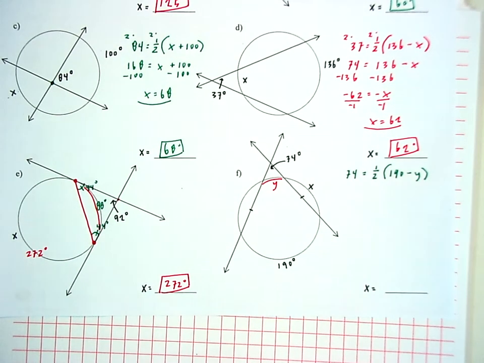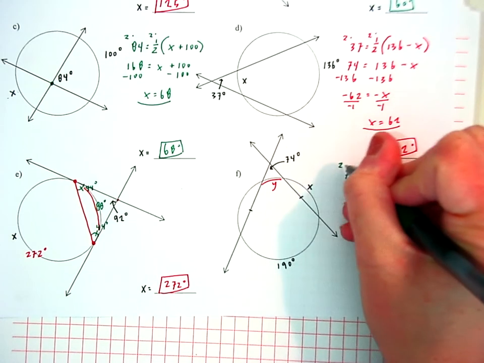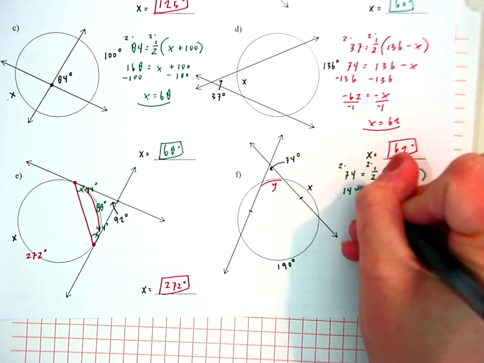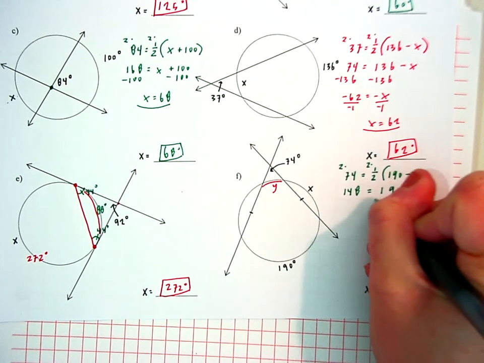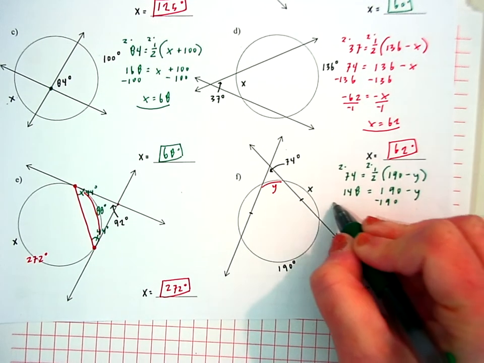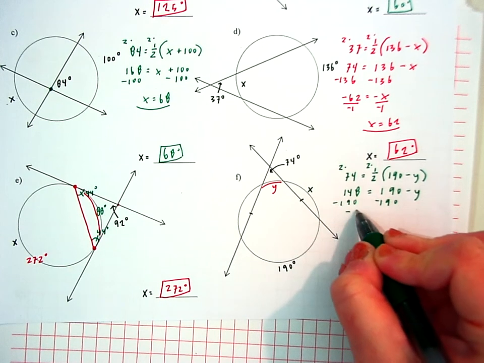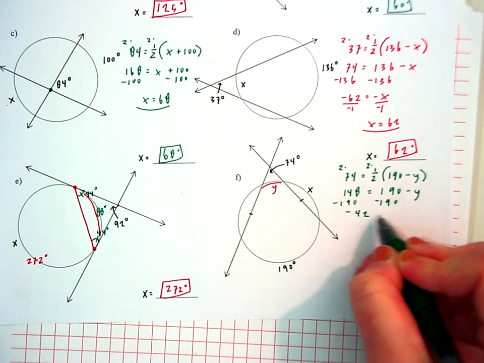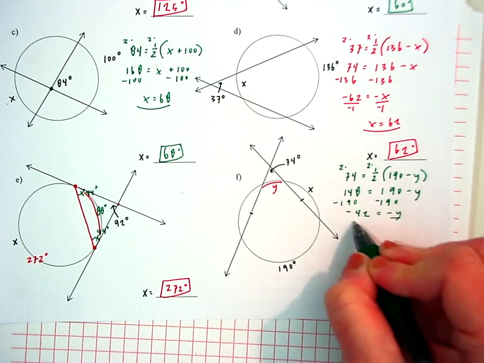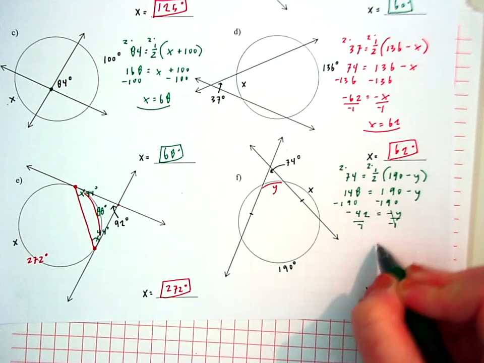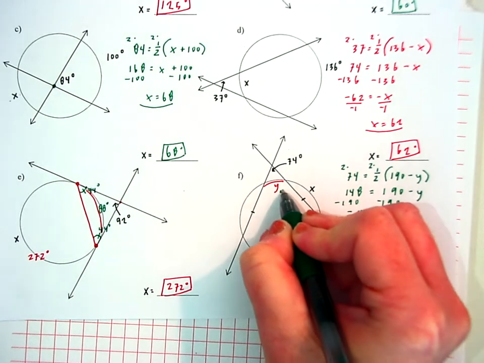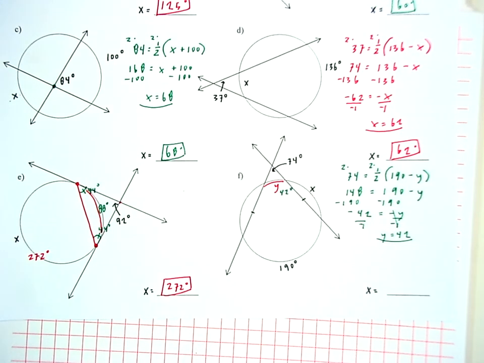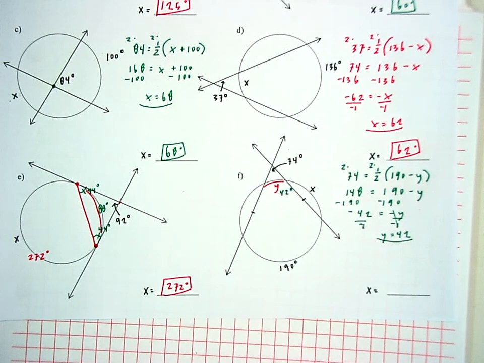So now I'm going to solve for y. So I need to clear my fraction, multiply each side by 2. So I have 148 is equal to 190 minus y. Take away that 190 from each side. Negative 42 is equal to a negative y. Divide that negative 1 away. So y equals 42. Remember what I said, that's not what I'm solving for. I'm going to need it to get to x. It's that initial hurdle that I had to cross.